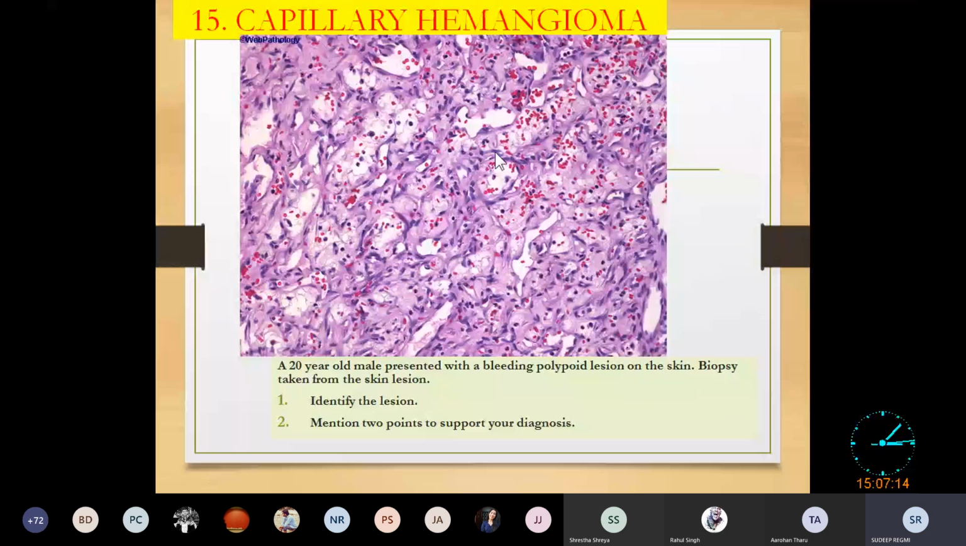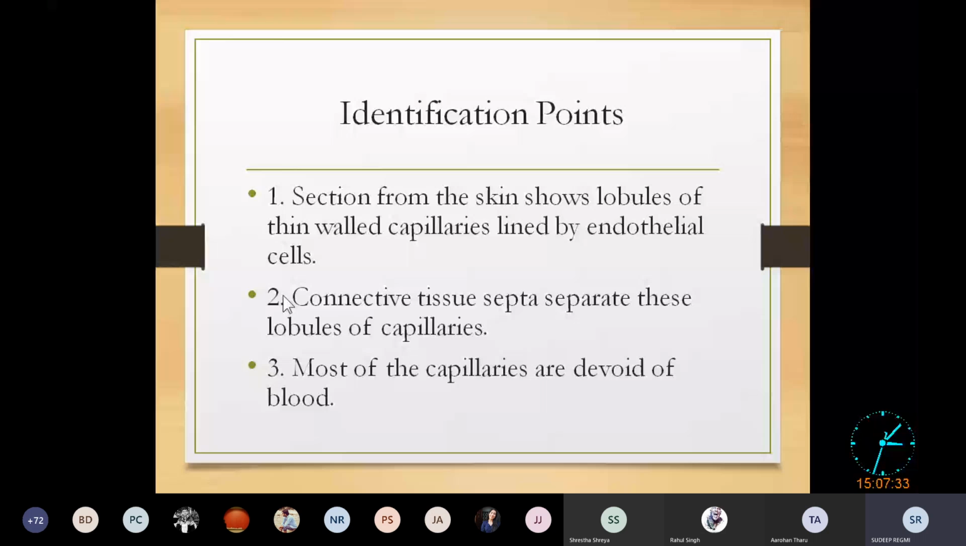A history can be a 20-year-old male presented with a bleeding polypoidal lesion on the skin, biopsy taken from the skin lesion. Identify the lesion, which you have identified, and mention two points to support your diagnosis, which you have already told. The section from the skin shows lobules of thin-walled capillaries lined by endothelial cells. Connective tissue septa separate these lobules of capillaries, and most of the capillaries are devoid of blood. But there can be presence of blood.